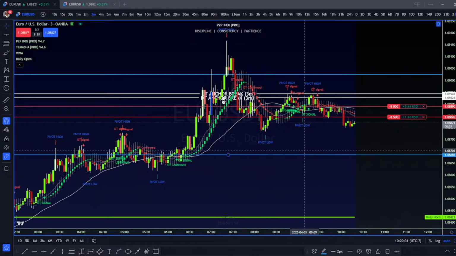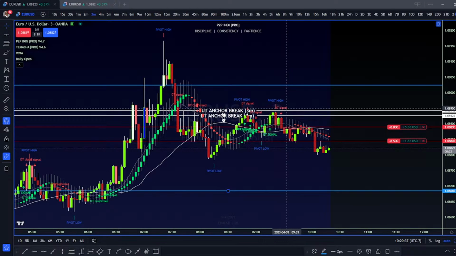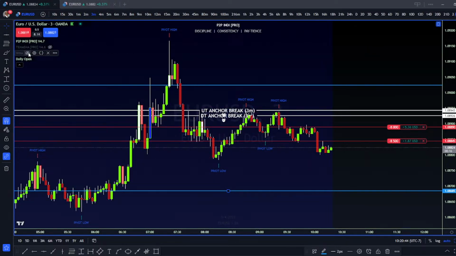Professor Ward, just coming to you to show you what I'm looking at thus far. I've already mapped out what I believe to be, on the 3-minute chart, an anchor break uptrend and downtrend. If I get rid of some of these indicators here, these are my personal indicators, not the last two, but the top two.